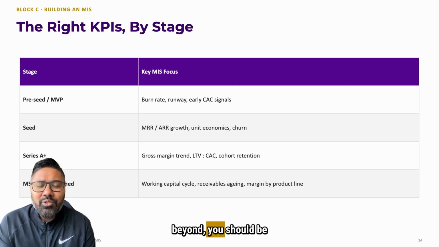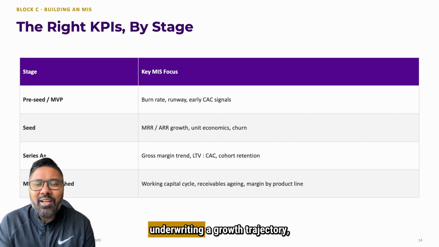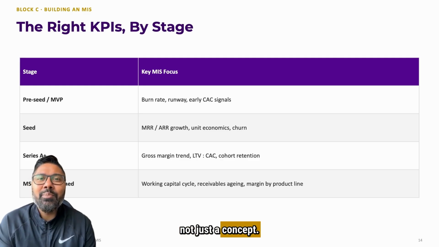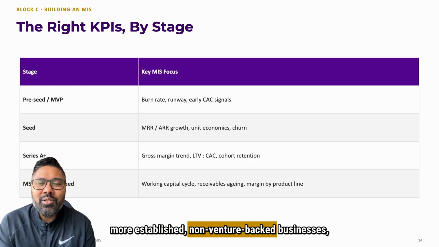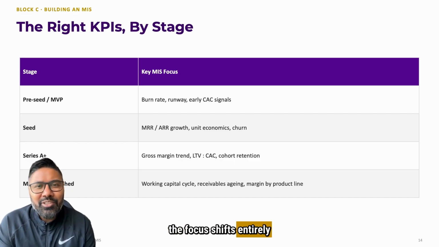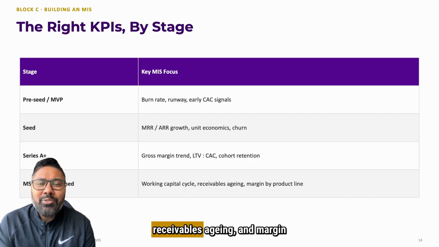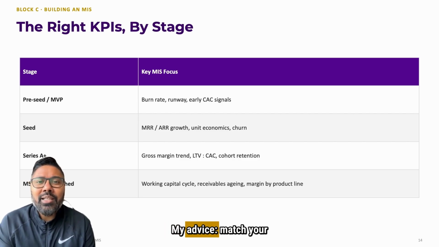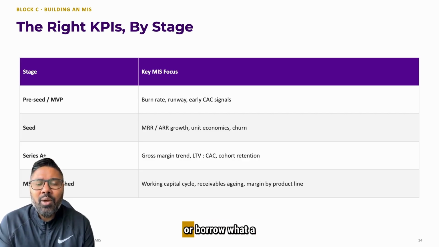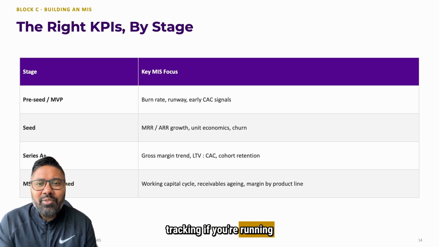At Series A and beyond, you should be tracking gross margin trend, LTV to CAC ratio, and cohort retention in real depth. Because at this stage, investors are underwriting a growth trajectory, not just a concept. And for MSMEs and more established non-venture backed businesses, the focus shifts entirely. Working capital cycle, receivables aging, and margin by product line become the metrics that actually drive decisions and determine your access to credit. My advice, match your KPIs to your stage. Don't just copy a template you found online or borrow what a SaaS founder friend is tracking if you're running a manufacturing business. It won't tell you what you actually need to know.